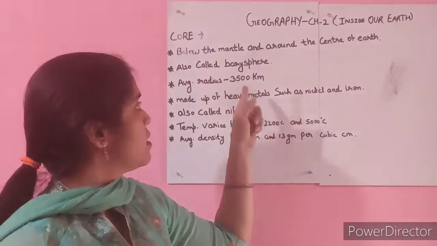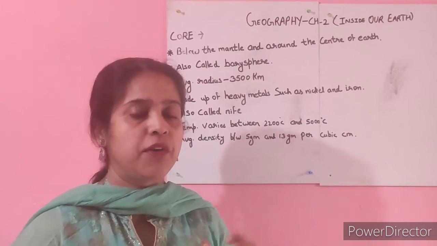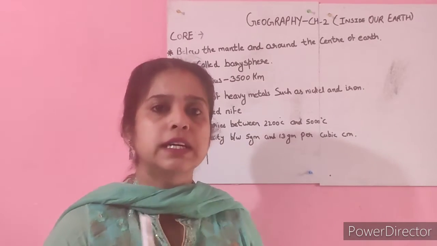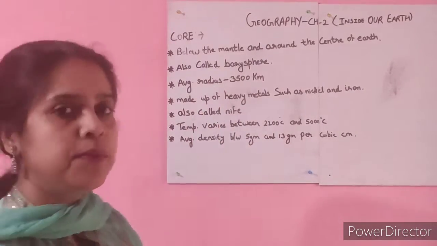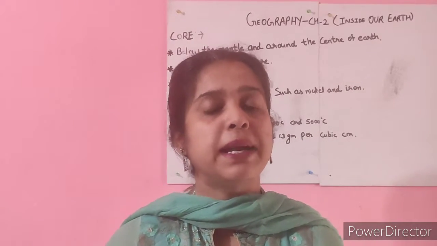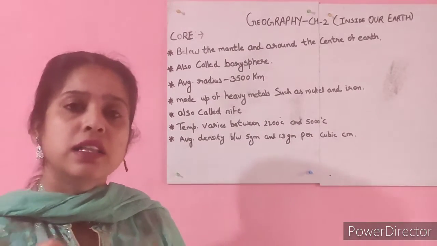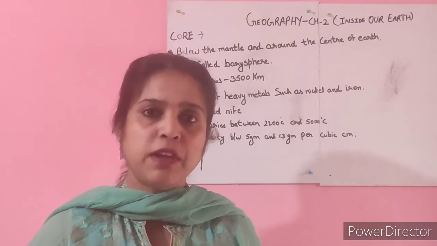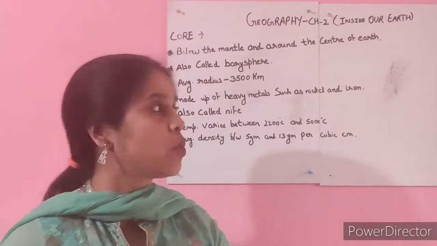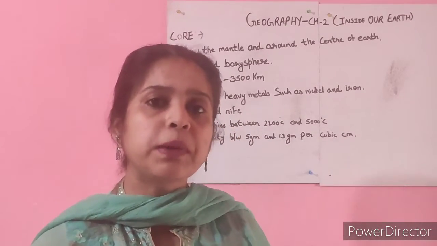The average radius of the core is around 3500 kilometer. Remember this, okay? The average radius of the core is about 3500 kilometer. Now this core is made up of some heavy metals such as iron and nickel. Okay, the core is made up of some heavy metals, iron and nickel. Therefore, it is also known as NiFe. Now why is it called NiFe? What could be the reason?